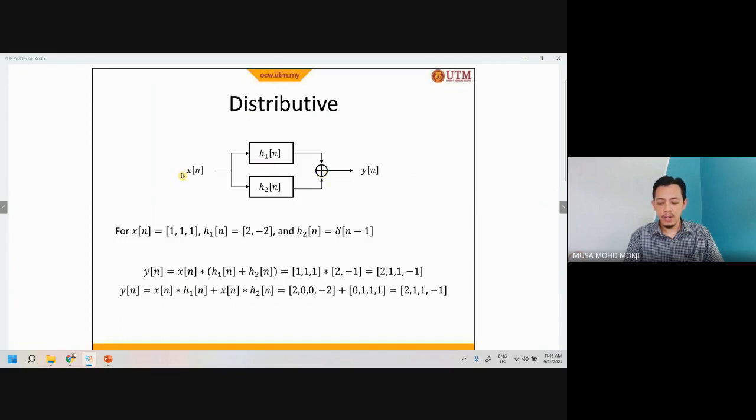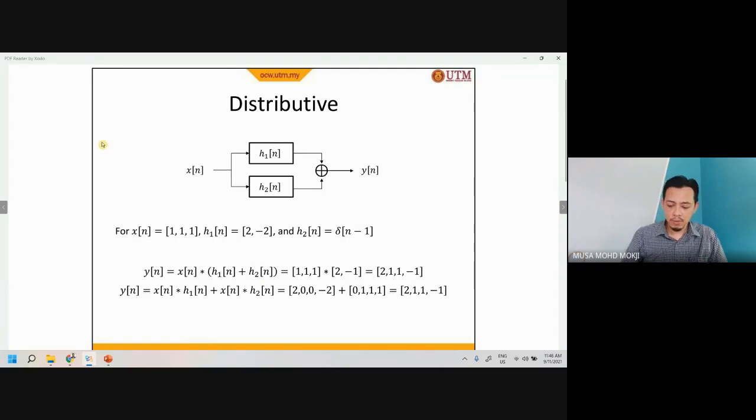So what does this mean? How do we write this system? It is actually x[n], that one x[n], the arrow means convolution, right? So x[n] convolved with h1[n], and then this one, another arrow going to the second system, h2[n]. So this is actually x[n] convolved with h2[n]. And then those two will be summed. That's why we have a sum here. Okay, and also we can write it as x[n] convolved with h1[n] plus h2[n].